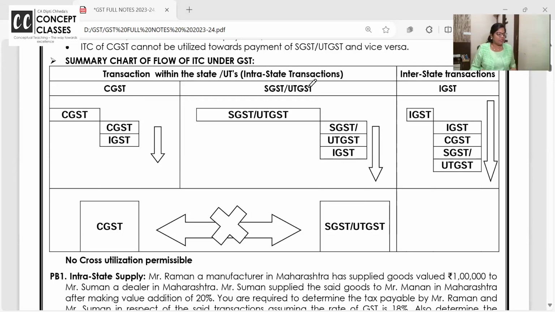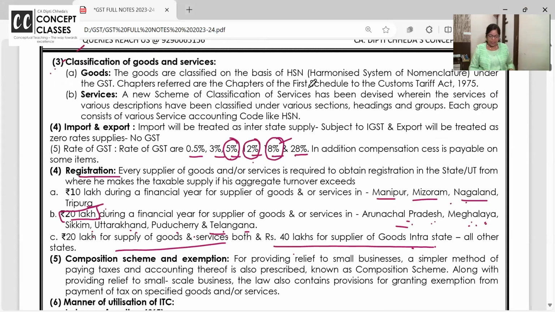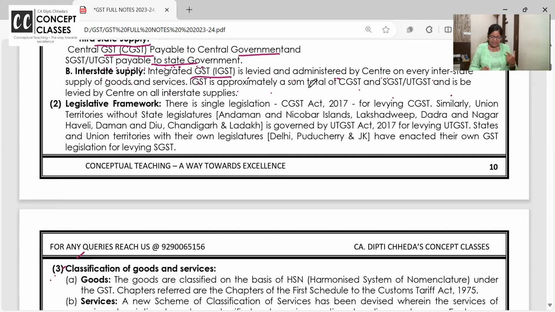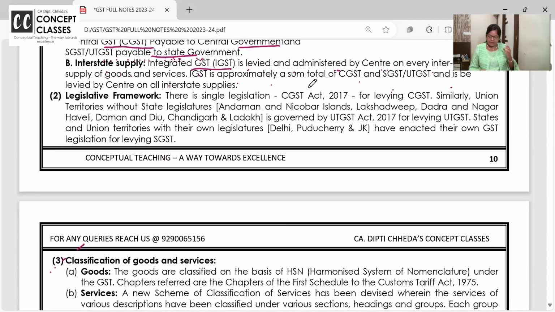Okay, so let us resume back again very quickly to this summary chart. As you must have seen yesterday also, today also, I'm hopping in this one topic, framework of GST. I'm touching it and then leaving, because this is detailed in the coming chapters. Like it's a dual model of the tax. On interstate, we are charging IGST, and on intrastate, CGST and SGST. Yes, right? And there's a single legislation for union territory also.